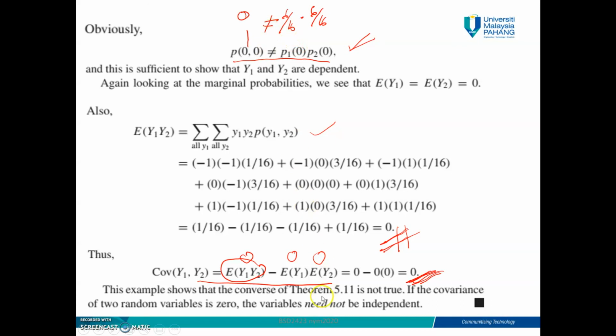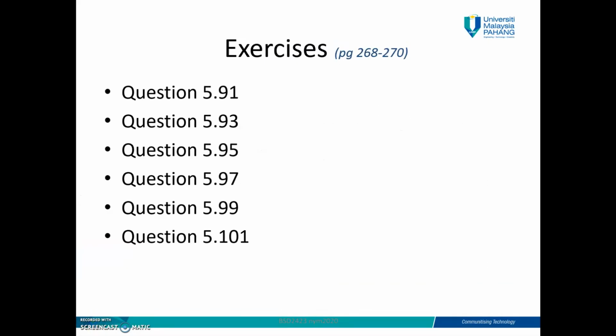Okay, so if the covariance of two random variables is 0, the variables need not be independent. Okay, all right. So you can do the exercise given here. We have 6 questions, so at least you try all. If you have any questions, you can ask me. Thank you, class.